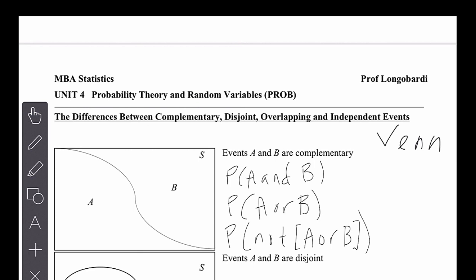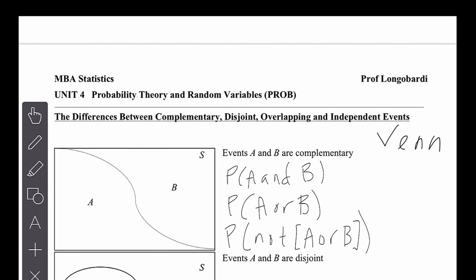So in this case, in the first instance, I have two events, A and B. A and B, and they complete S, the sample space. So this is called S. This is the sample space. So this rectangle, this shape, includes all the possible outcomes.